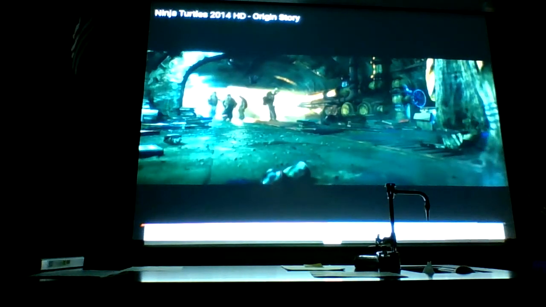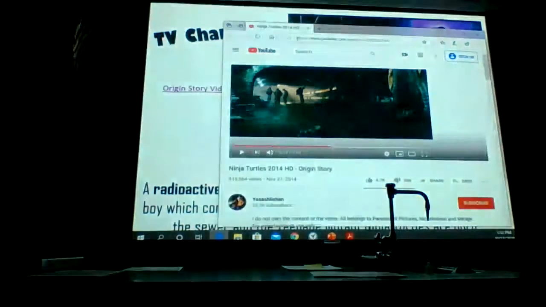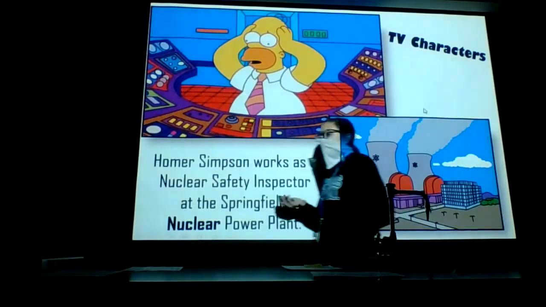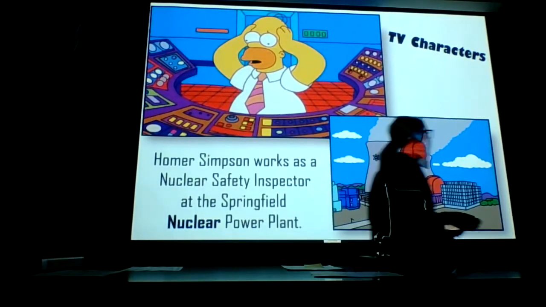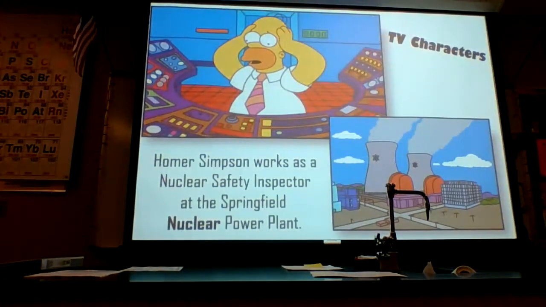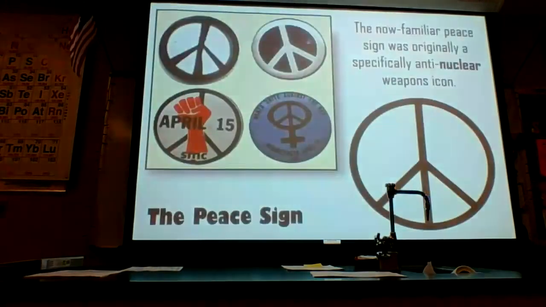Alright, so then he trains them to be able to fend for themselves and things like that. Okay? Homer Simpson, so he worked at a nuclear power plant. He was the safety inspector. So that's a shout out to nuclear energy there.